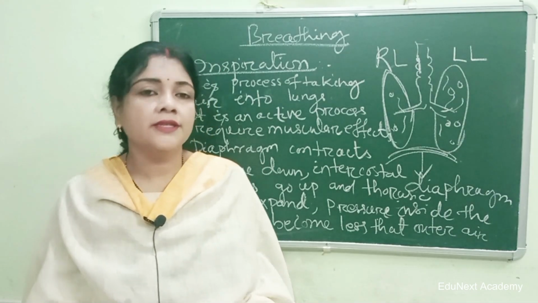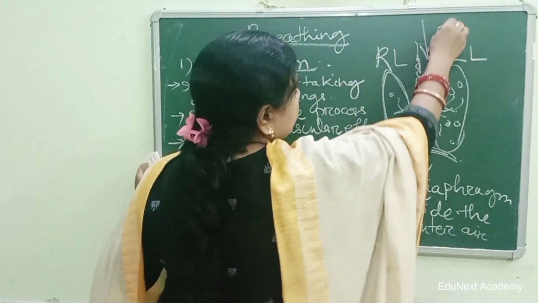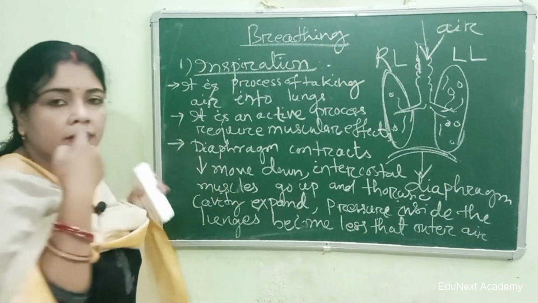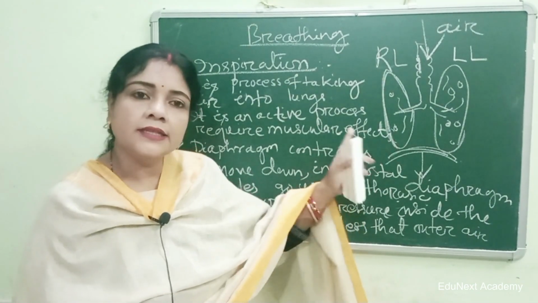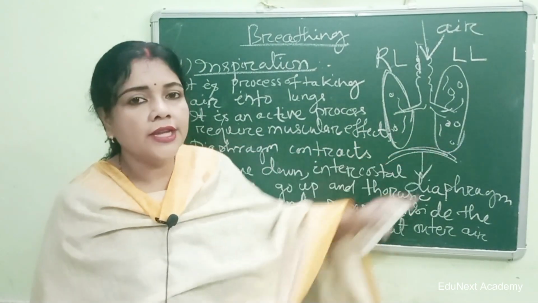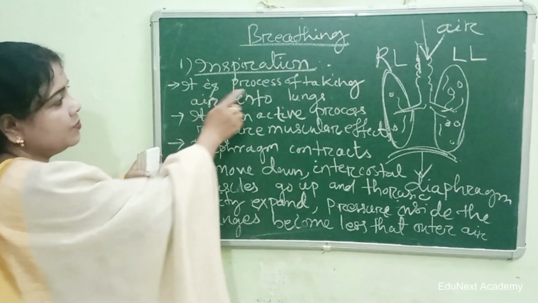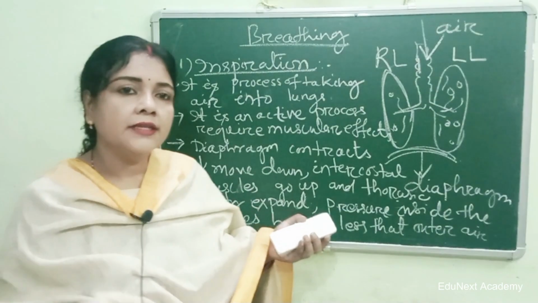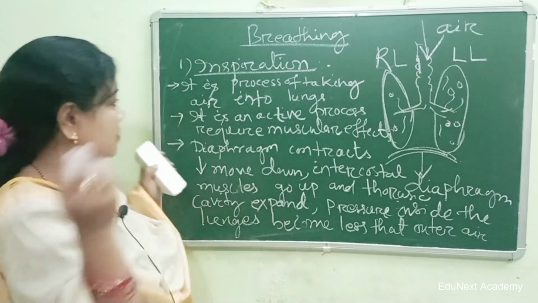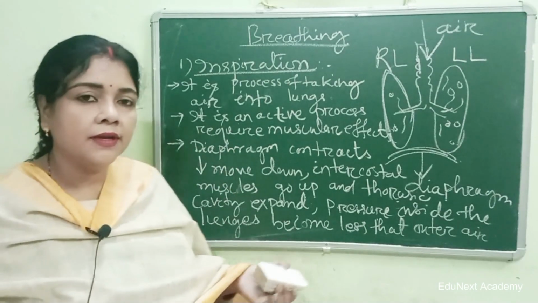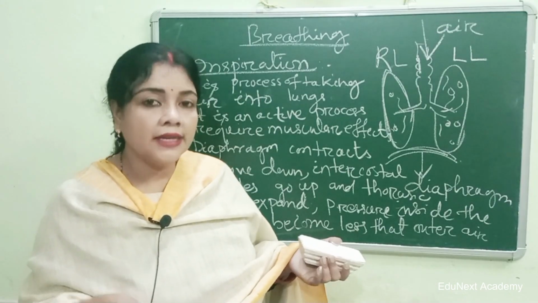What do you mean by inspiration? Inspiration is a process where we take air from our nasal passage through the larynx, trachea, and the bronchi. Lastly, the air reaches the alveolar sac inside the lungs. So it is a process of taking air into the lungs. But how does it happen? Actually, it is an active process which depends upon some muscular effort.